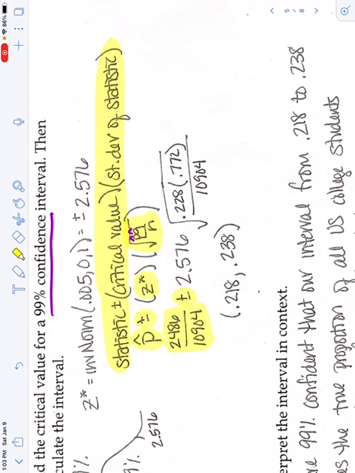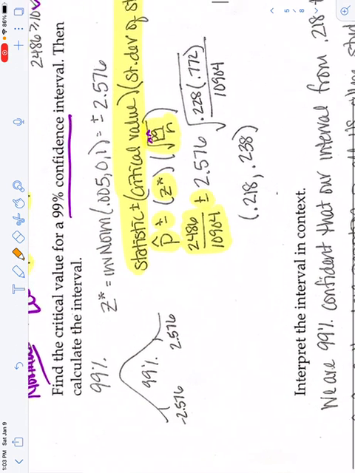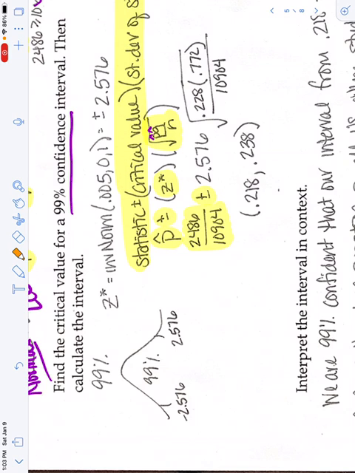Okay, now I need a z-star. So now I'm going to go off to the side, and I'm going to find my z-star. So I'm going to draw my curve. I'm going to mark out 99%. That's going to leave 1% outside, which is going to put 0.5% on either wing. Now, 0.5%, be careful. I have students here who will put 0.05, but 0.05 is 5%. So 0.5% is 0.005. So I'm going to inverse norm 0.005 with a 0 and a 1.